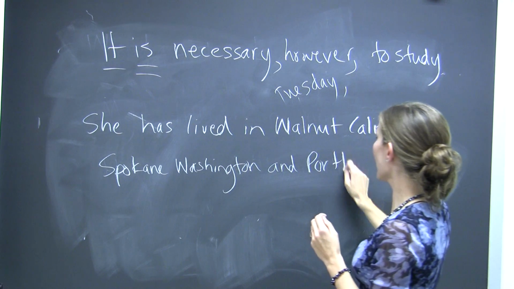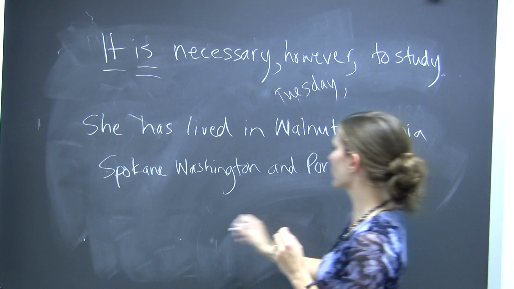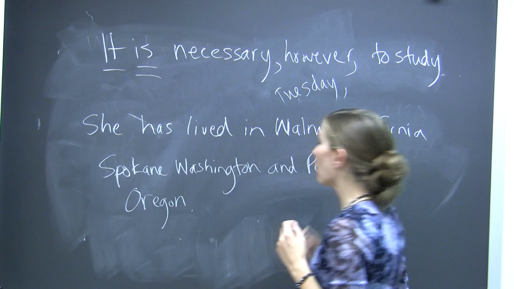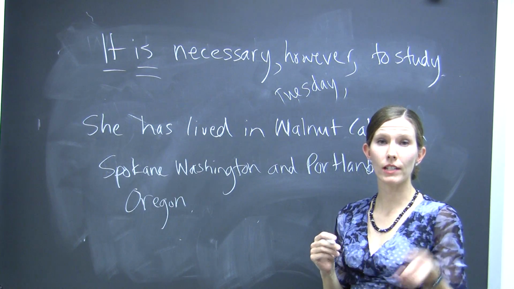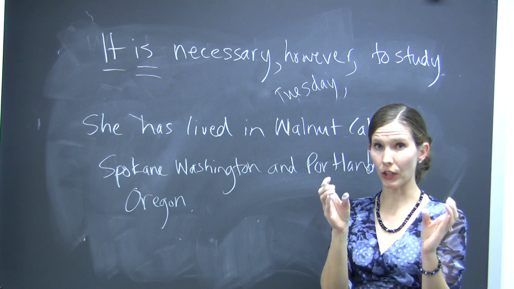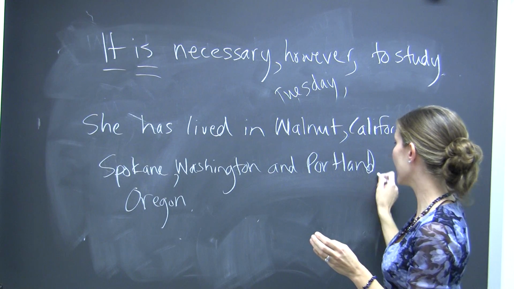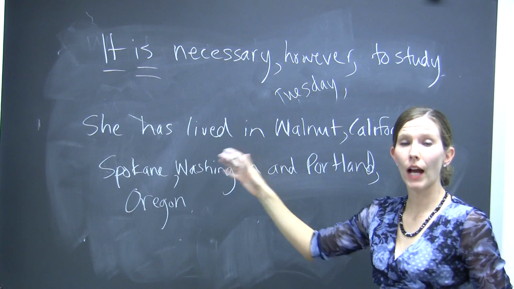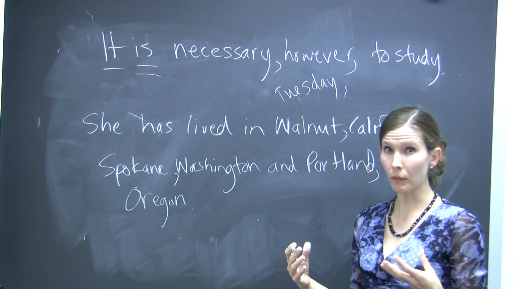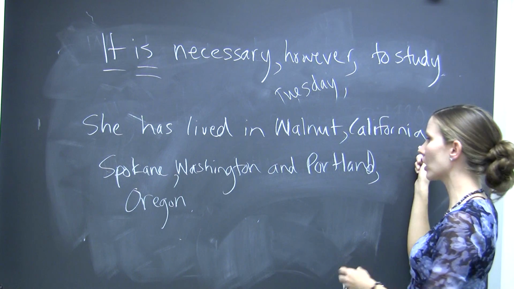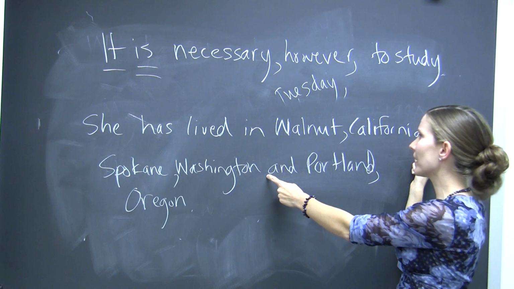If I have, she has lived in Walnut, California, Spokane, Washington, and Portland, Oregon. You already know that one of your comma rules is you need to separate cities from states with a comma. So I need to put a comma here, here, and here. This is also items in a series. So you would normally separate those items with another comma. But you can see how if I put a comma here and here, it gets very confusing.